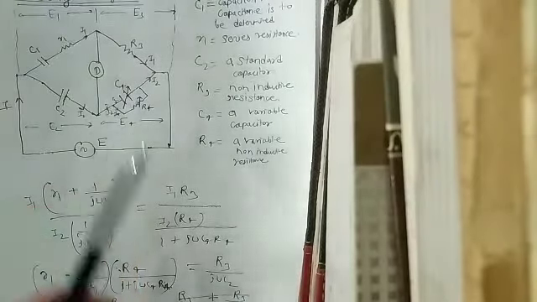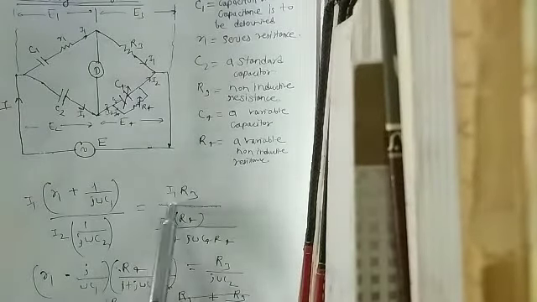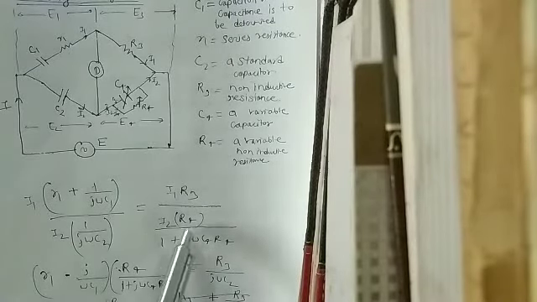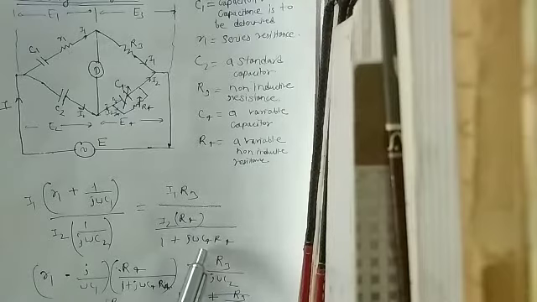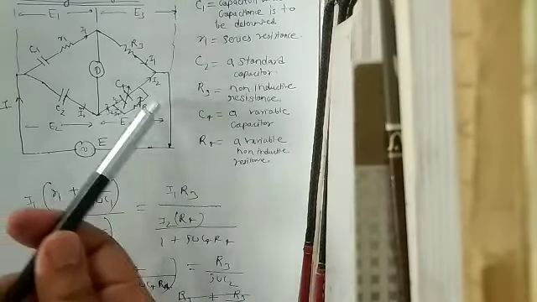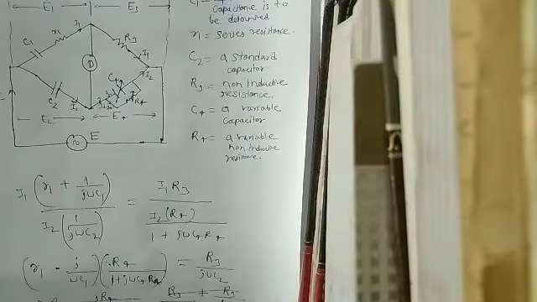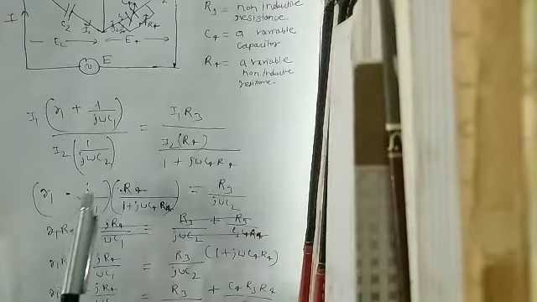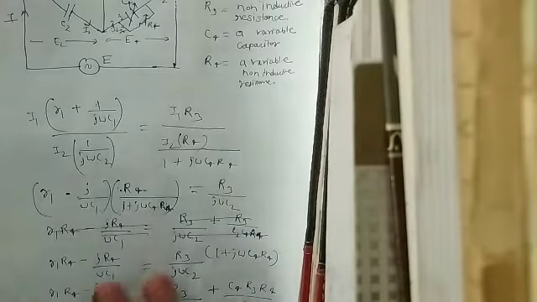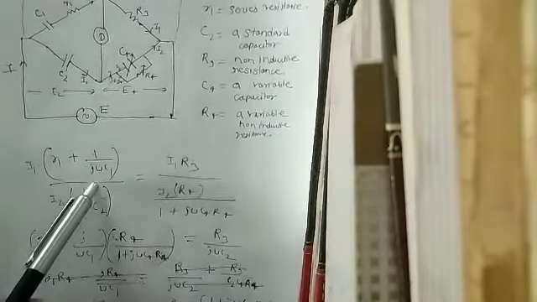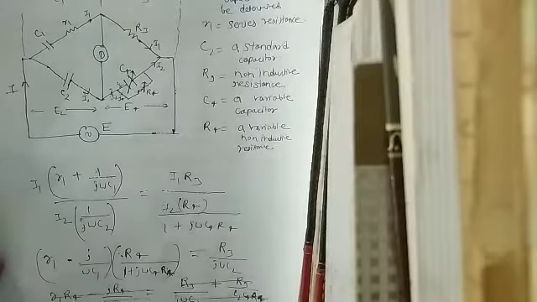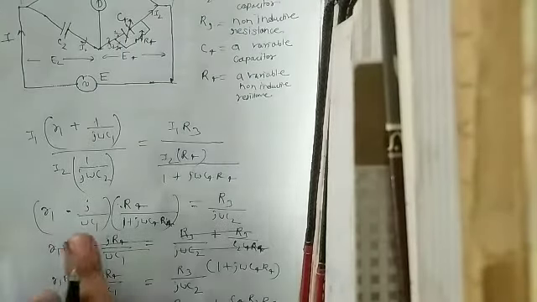Here this side the value of voltage drop is I1 into R3 upon E2 into R4 upon 1 plus j omega C4 into R4. Here this side is a parallel connection. Now we can cross multiply both sides. Then we get the value of R1 minus j omega C1. Here in this branch we can multiply j in numerator and denominator and we get the value of minus j omega C1.